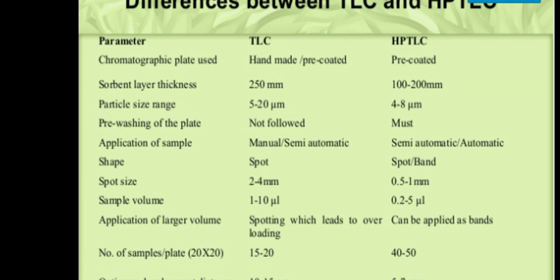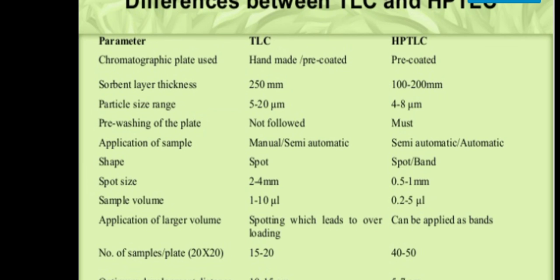Particle size range is 5 to 20 micrometer, and in HPTLC it is around 4 to 8 micrometer. Particle size means the size of the silica gel. Pre-washing of the plates is not followed in case of TLC, but it is a must in case of HPTLC to remove any impurities present in the plate. Application of the sample in TLC is by manual or semi-automatic method, and in HPTLC it is semi-automatic or automatic. The shape of the spot in TLC is a rounded spot only, and in HPTLC it may be a spot or a band.